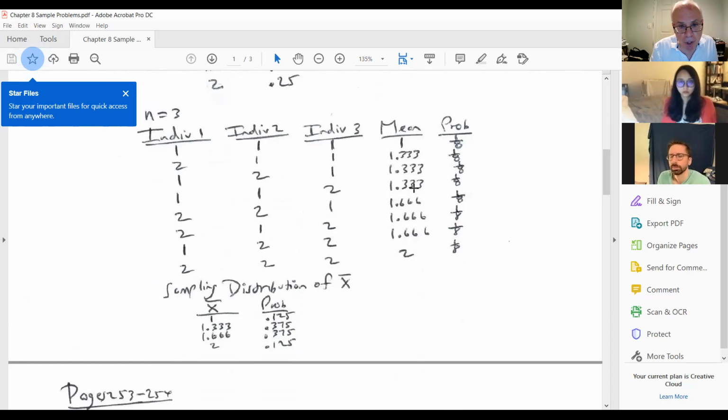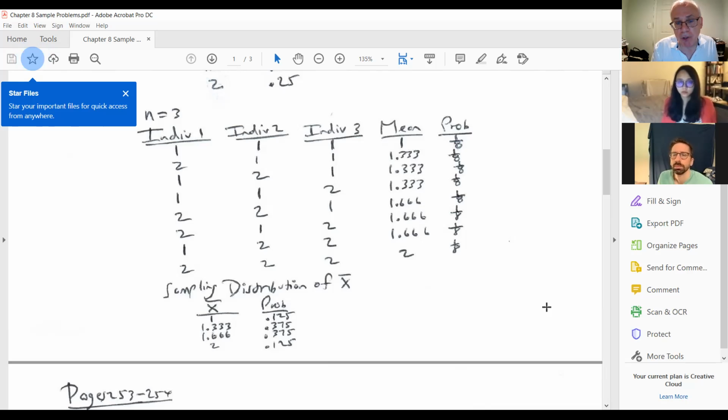It's just a list of the means, in this case, with the list of the probabilities. And what I did here is just combine all the same means. All the samples that had the same exact value for the mean, I added up their probabilities, and then created this little chart here, which is the sampling distribution. Obviously, for larger populations, most of the means are going to be different from each other. So they're all going to be listed separately with their own probabilities.